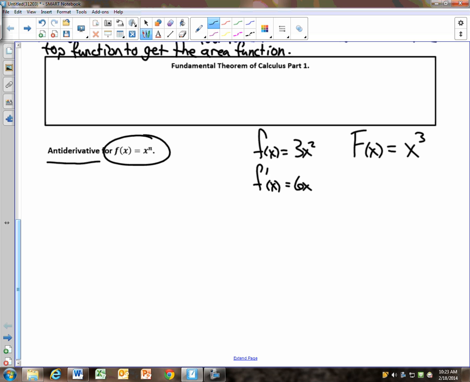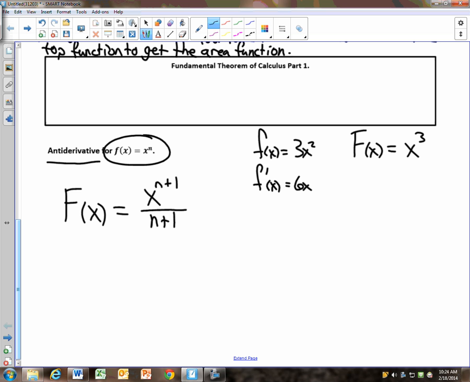Antiderivative for f of x equals x to the n. F of x, large F of x, the antiderivative, would be equal to: we take the exponent and we add 1 and we divide it by that new exponent. So that's your power rule for an antiderivative.